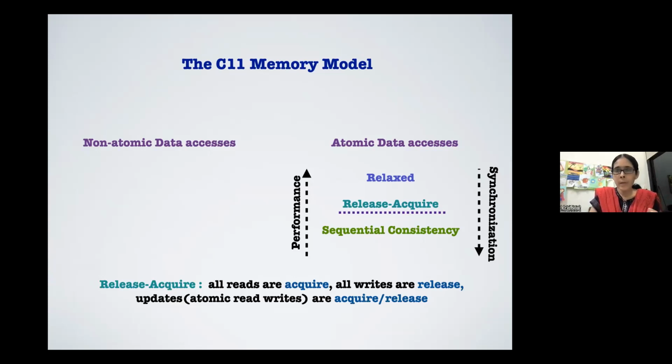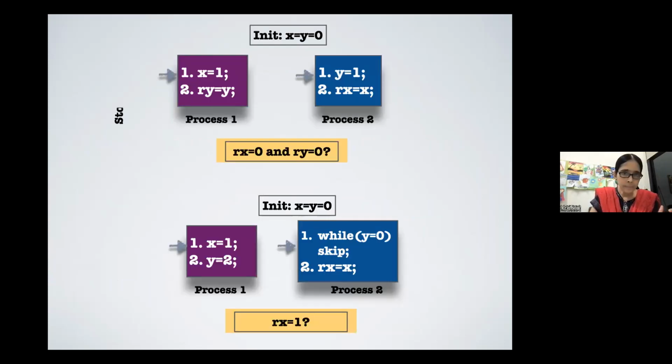So to understand release acquire, and especially what I said, that it supports message passing, let's start by looking at some very well-known examples so that we understand how release acquire differs from the standard sequential consistency. These are two very famous examples, store buffer and message passing.